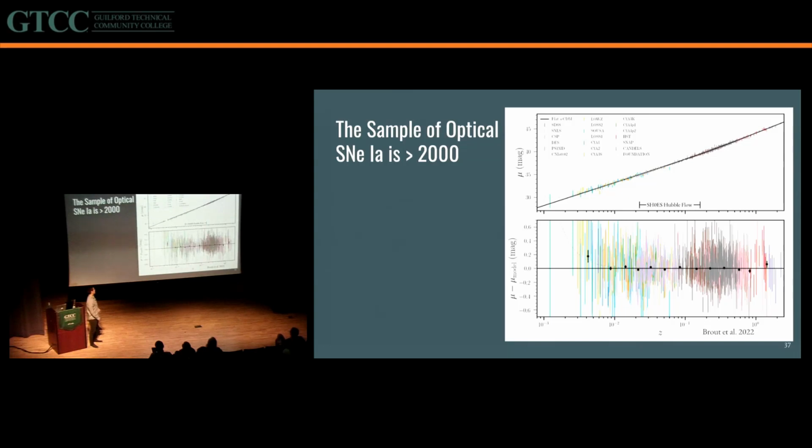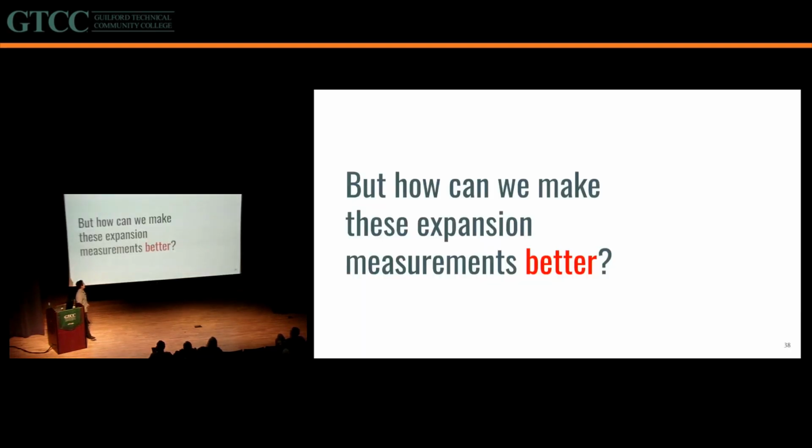You subtract the data from the model, and you see it right here. These are the residuals here. The model fits extremely well to the data. And yet, I'm still not quite satisfied. How can we make these expansion measurements better? How can we measure the expansion of the universe even better?